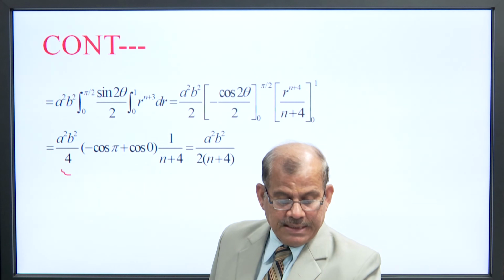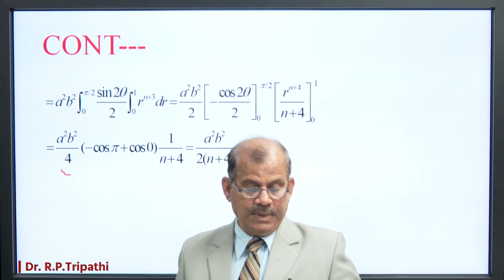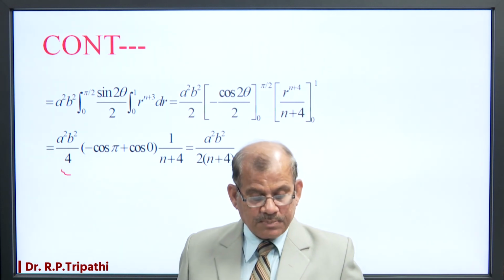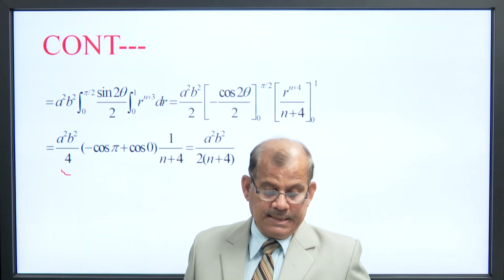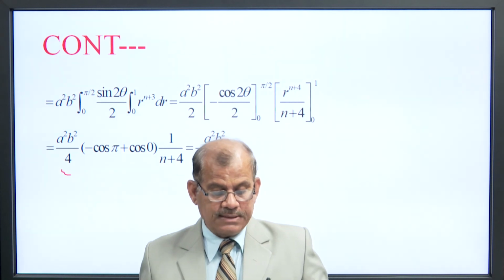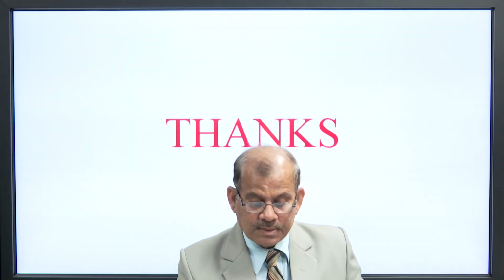Taking the limits, we get a square plus b square by 4 times minus cos pi plus cos theta, which equals 1 by n by 4. The result is a square plus b square by twice n plus 4. Thanks.